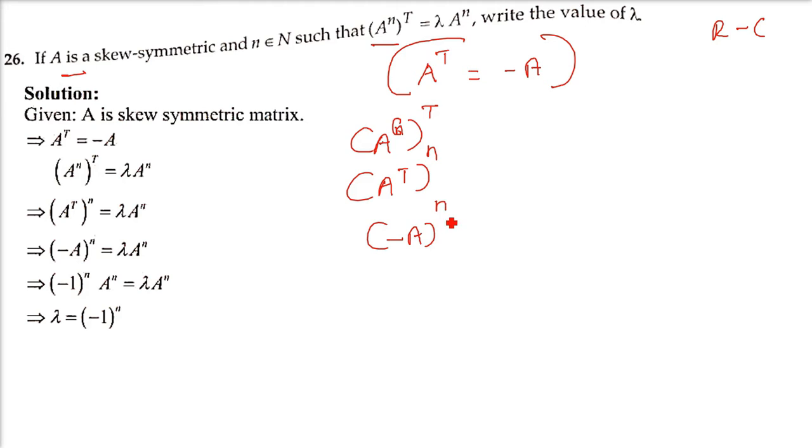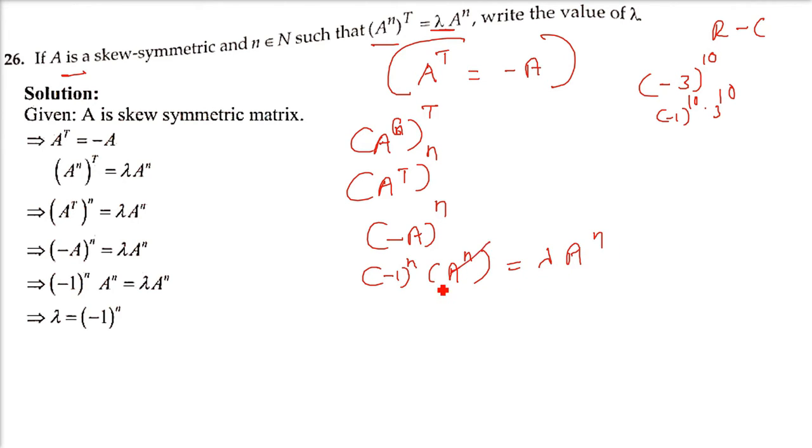So negative A raised n, and this is given in the question as lambda A to the power n. Minus A raised n can be written as minus 1 to the power n and A raised n. Because minus 3 raised 10, for example, can be written as minus 1 raised 10 and 3 raised 10. So minus 1 raised n and A raised n is equal to lambda A raised to power n. So this gets cancelled. Lambda will be equal to minus 1 to the power n. This is the value of lambda.